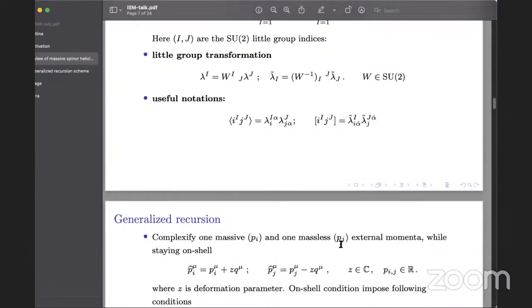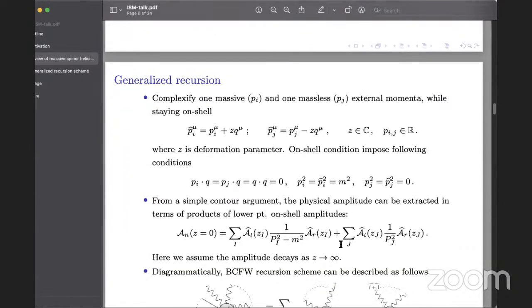Okay. So now let me go to what is called generalized recursion. To do this, let us consider the amplitude. The amplitude is a function of external momenta, and we pick any two momenta, where one of them is massive and one of them is massless. We pick these two momenta and complexify them in this fashion. Here we did this deformation while keeping all the momenta on-shell always, and the plus and minus come from the fact that we want to keep the overall momentum conservation intact.